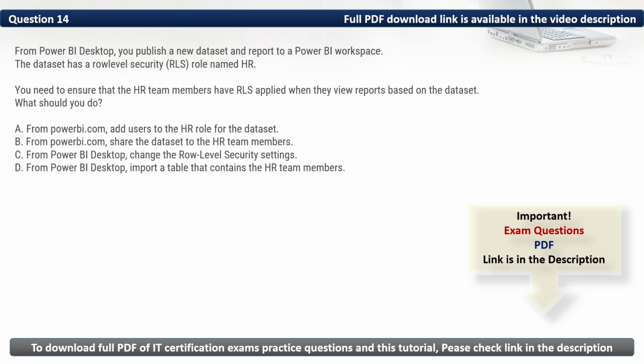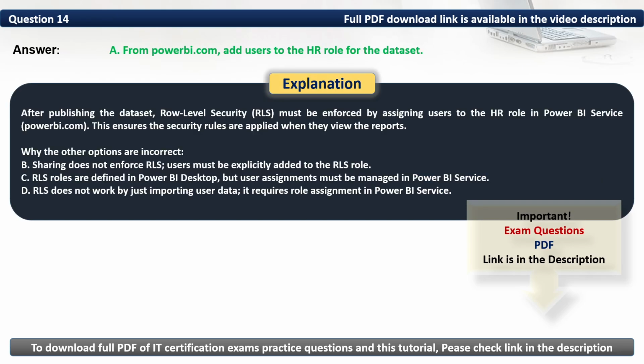As such, we should, from powerbi.com, add users to the HR role for the dataset. Thus, the correct option is A. After publishing the dataset, row-level security must be enforced by assigning users to the HR role in Power BI service. This ensures the security rules are applied when they view the reports.